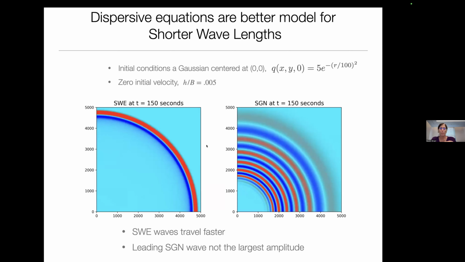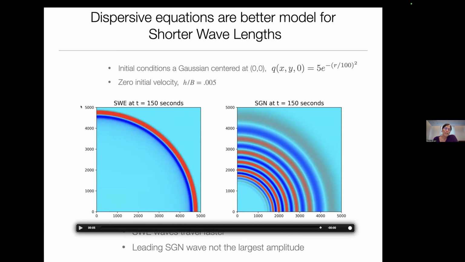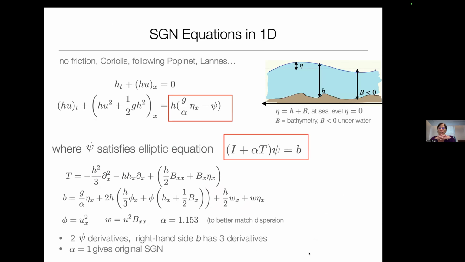So just to show you the difference it makes, for those who are not familiar with the Boussinesq equations, this is a propagating Gaussian. On the left is the shallow water equations, and on the right are the Boussinesq equations. We use the SGN, Serre-Green-Naghdi version. And what you see is that the shallow water travels faster, it's further along. And in the Boussinesq equations, the leading wave is not the largest. The largest amplitude is actually trailing behind.